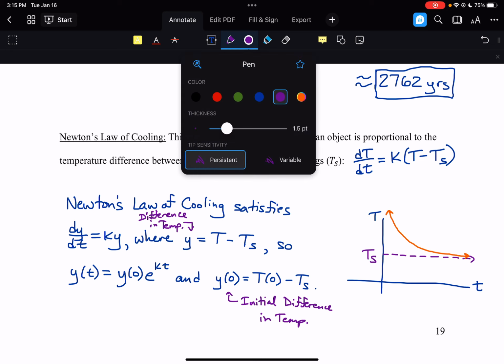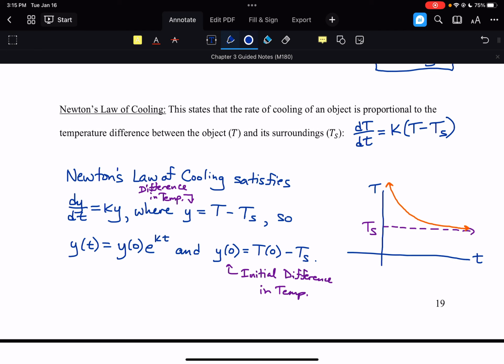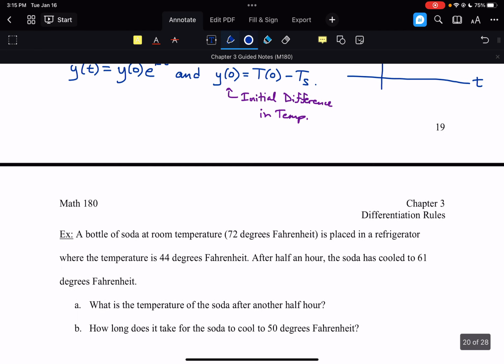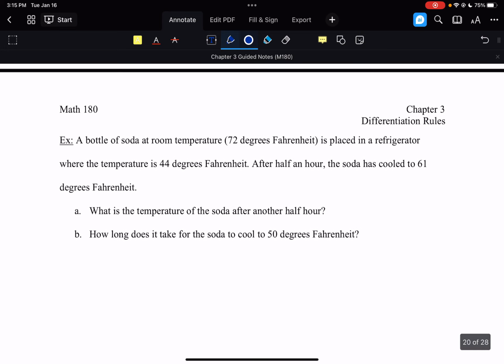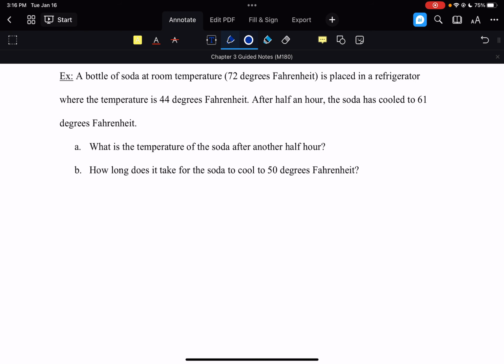So let's take a look at using this law in an example. A bottle of soda at room temperature, 72 degrees Fahrenheit, is placed in a refrigerator where the temperature is 44 degrees Fahrenheit. After half an hour, the soda has cooled to 61 degrees Fahrenheit. What is the temperature of the soda after another half hour? And then how long does it take for the soda to cool to 50 degrees Fahrenheit?